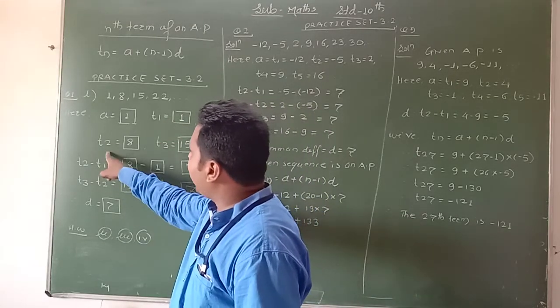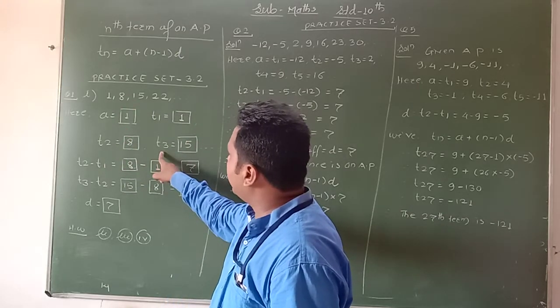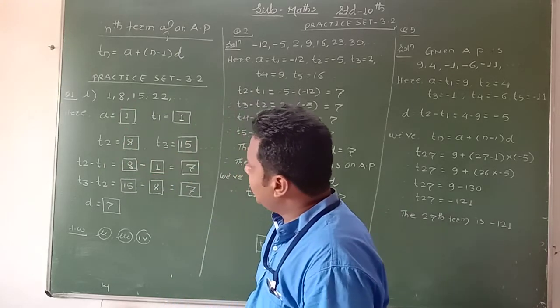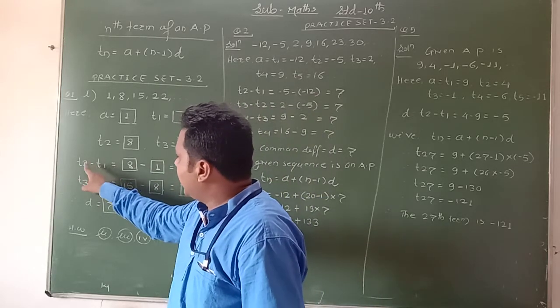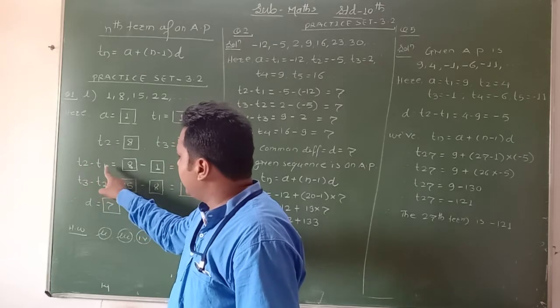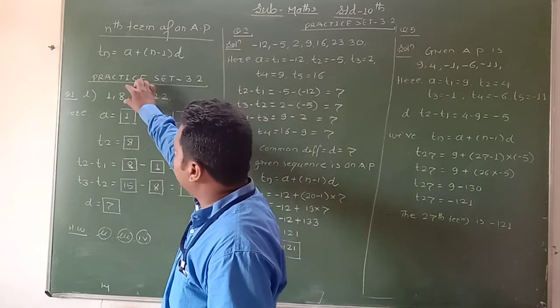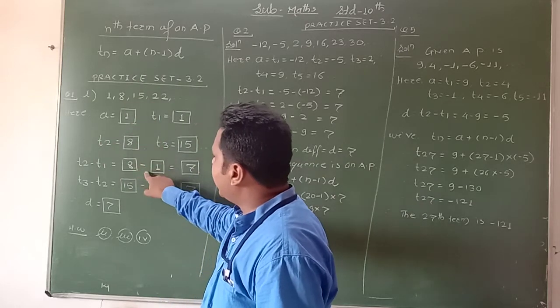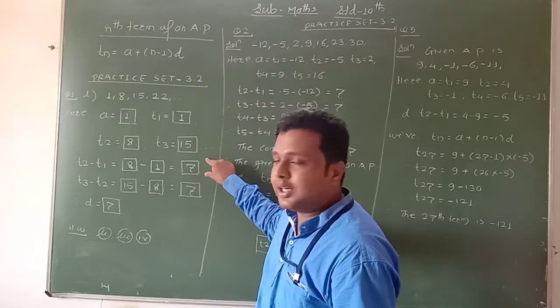Then the second term of the arithmetic progression is 8, and the third term is 15. Now we have to find the difference between the second term and the first term. That is t2 minus t1 is equal to, in the first bracket, the second term, 8, minus the first term, 1. 8 minus 1, in this box we write 7.